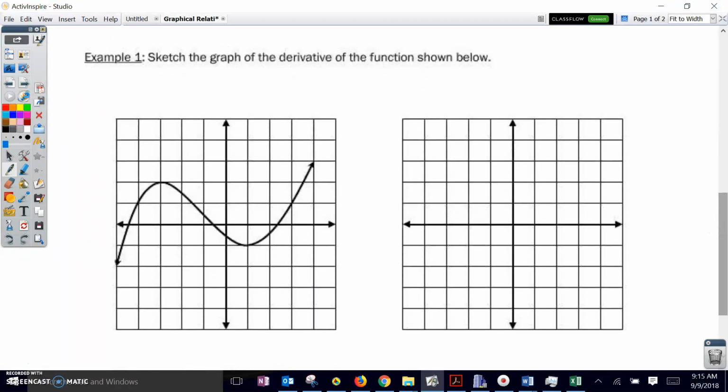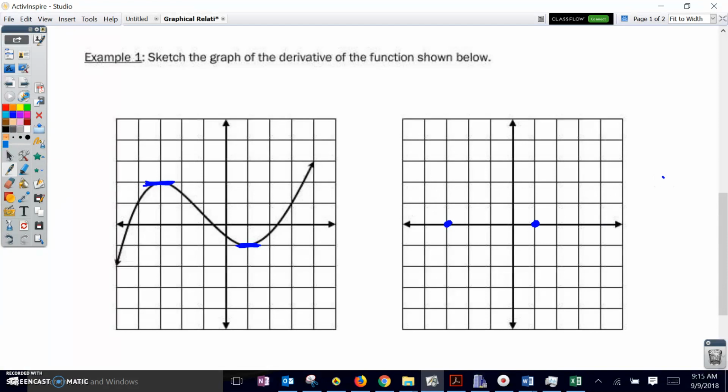We've got the graph of this function. And the first thing I always look for when I'm trying to sketch the graph of a derivative from a function is places where the slope of the curve appears to be 0. And that's the case right here and right here. Since the slope of the curve is 0 at those points, I'm going to plot the value of the derivative as 0 at those points. At -3, I'm going to put a 0. And at +1, I'm going to put a 0.